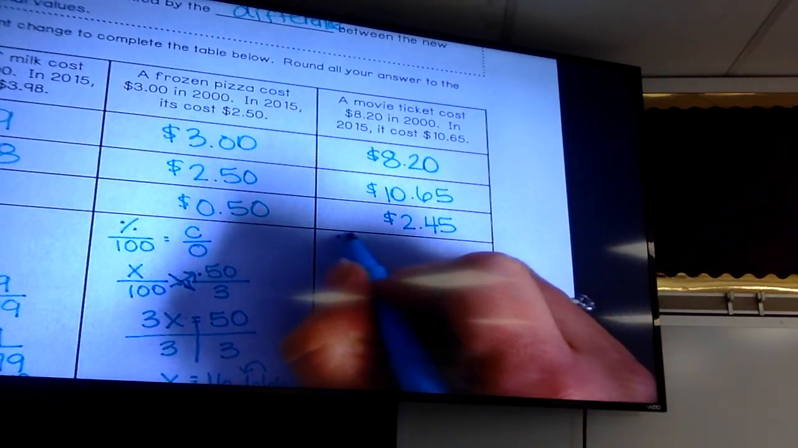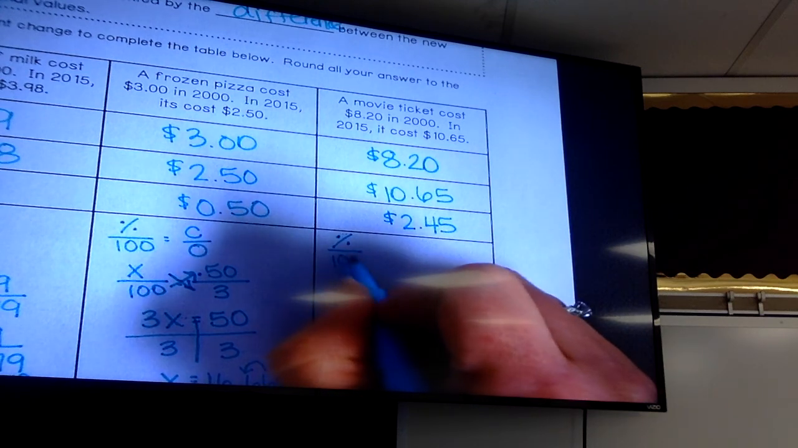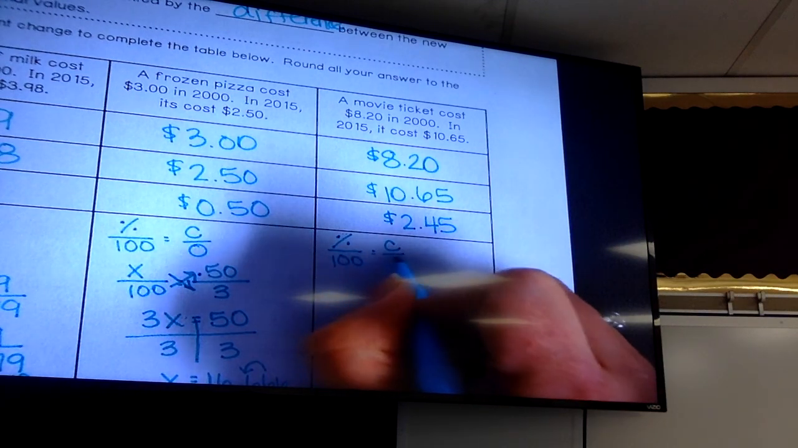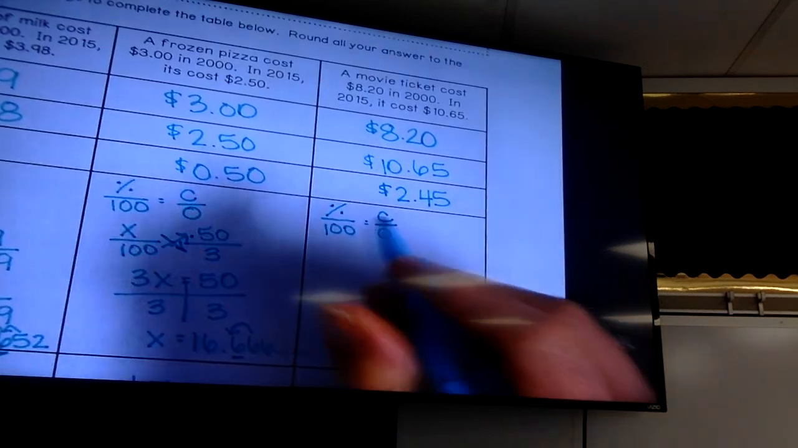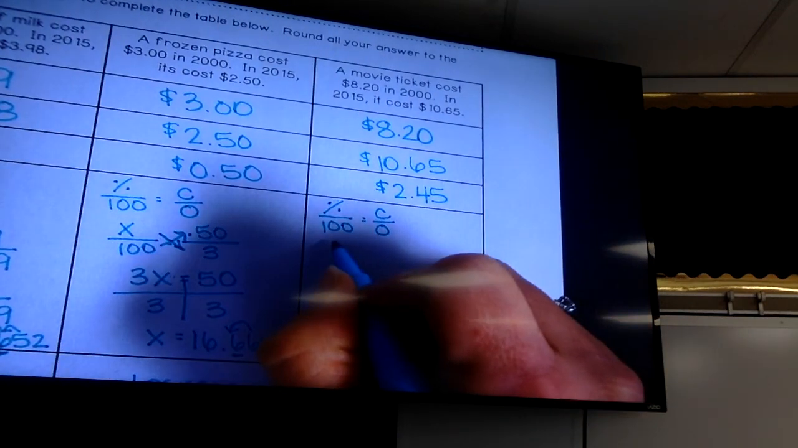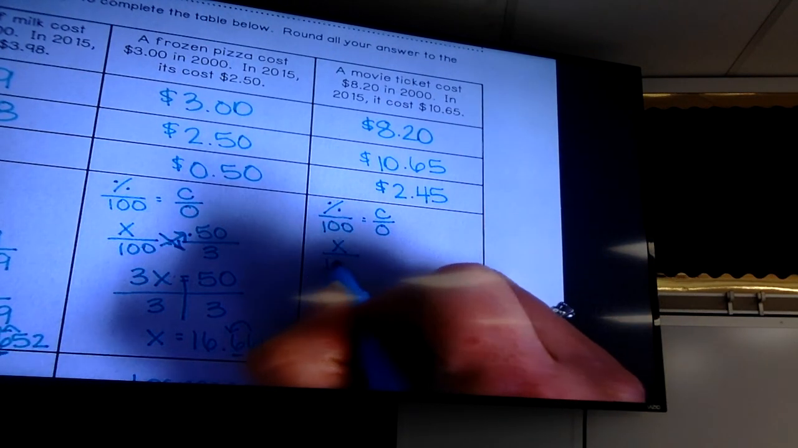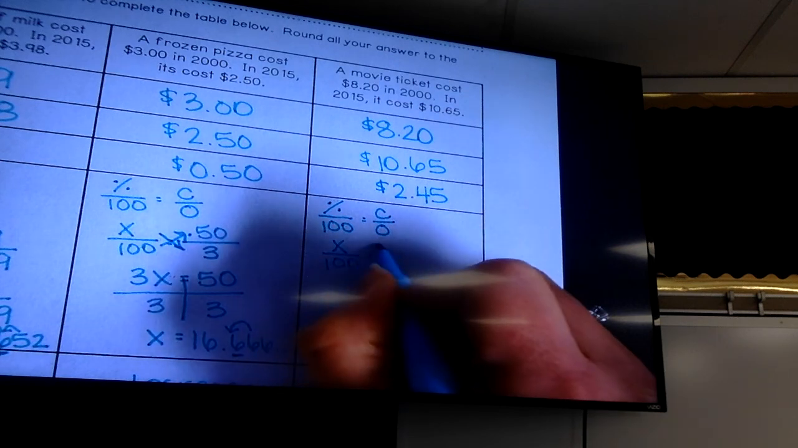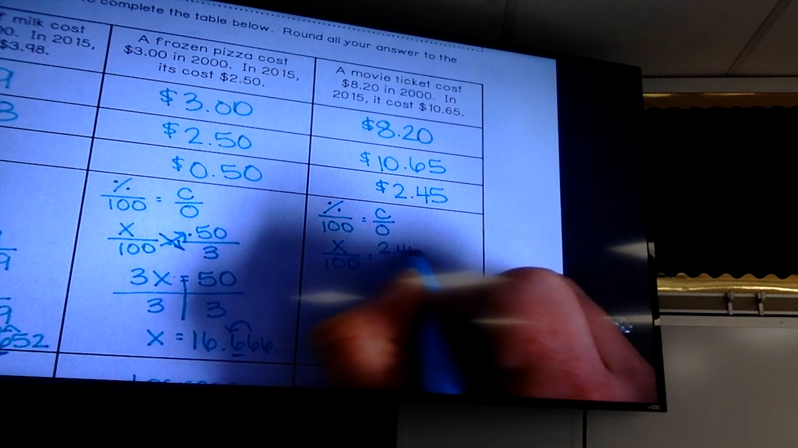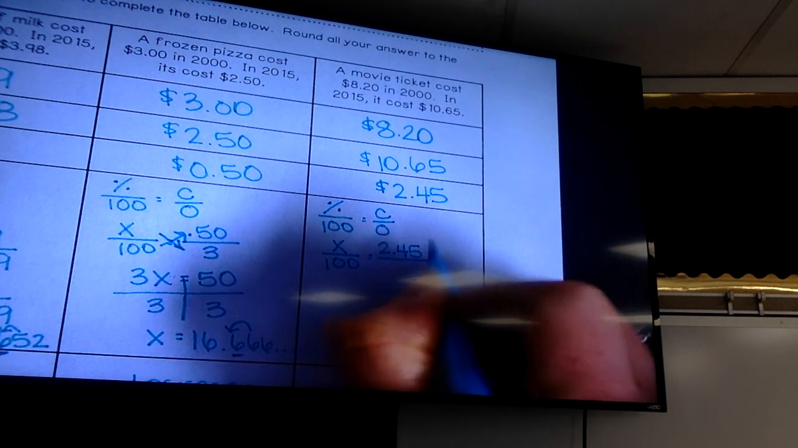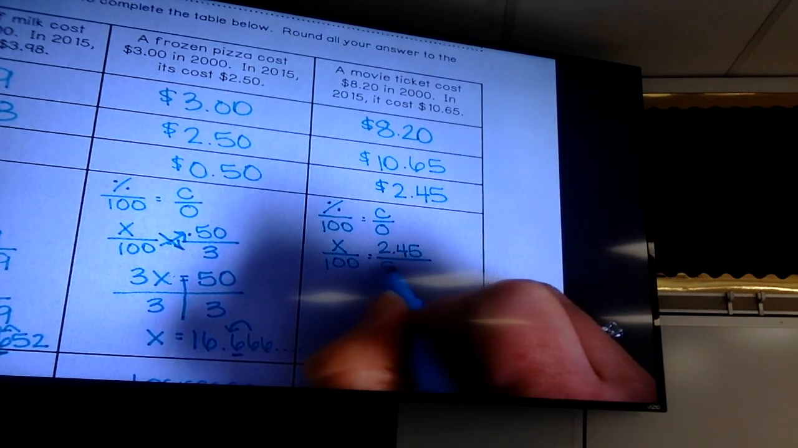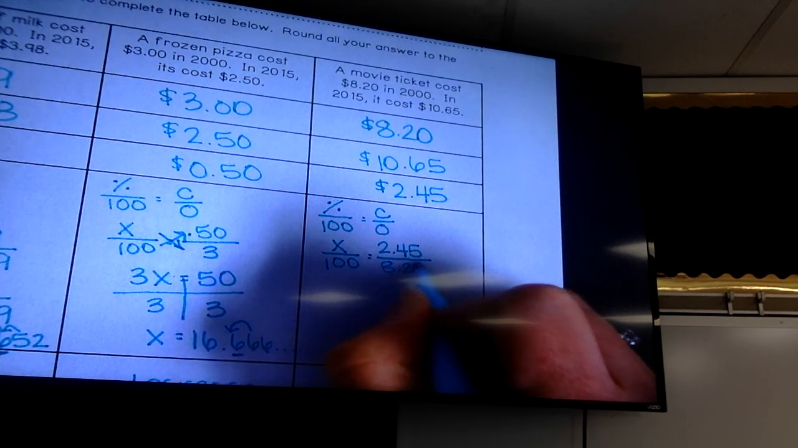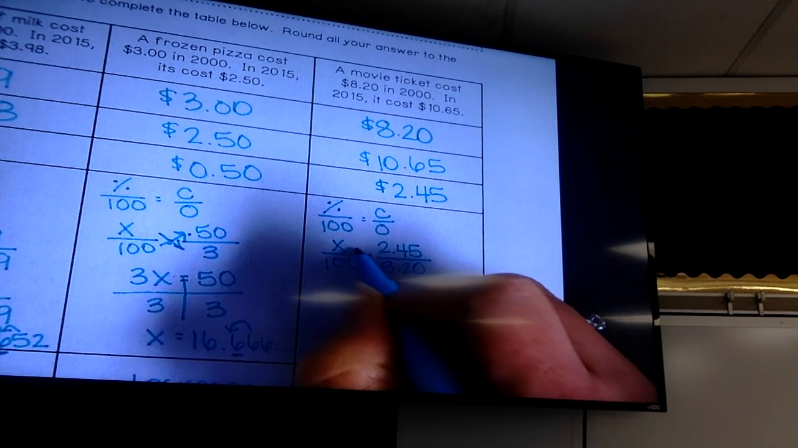So again, percent over 100 equals change over the original price. I'm finding the percent. I know that it's changed by $2.45, and the original price was $8.20. I'm going to cross multiply.